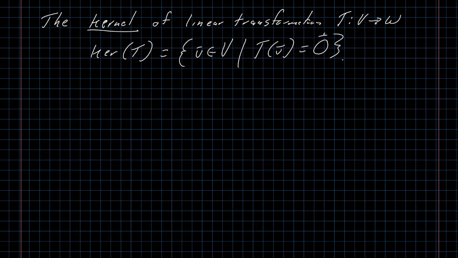Making sure you know which vector space you're talking about for every vector is always important. But every other vector we're going to be very clear about. Little v comes from big V, little w comes from big W. 0, well, there's a 0 in each of them. So you have to make sure you know which 0 you're talking about.